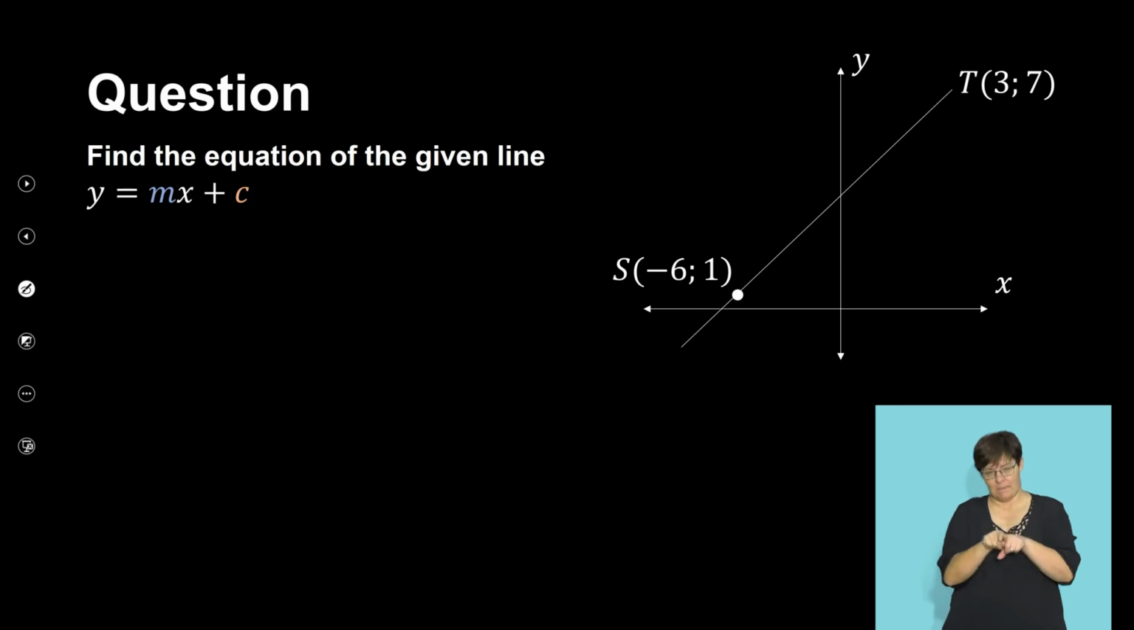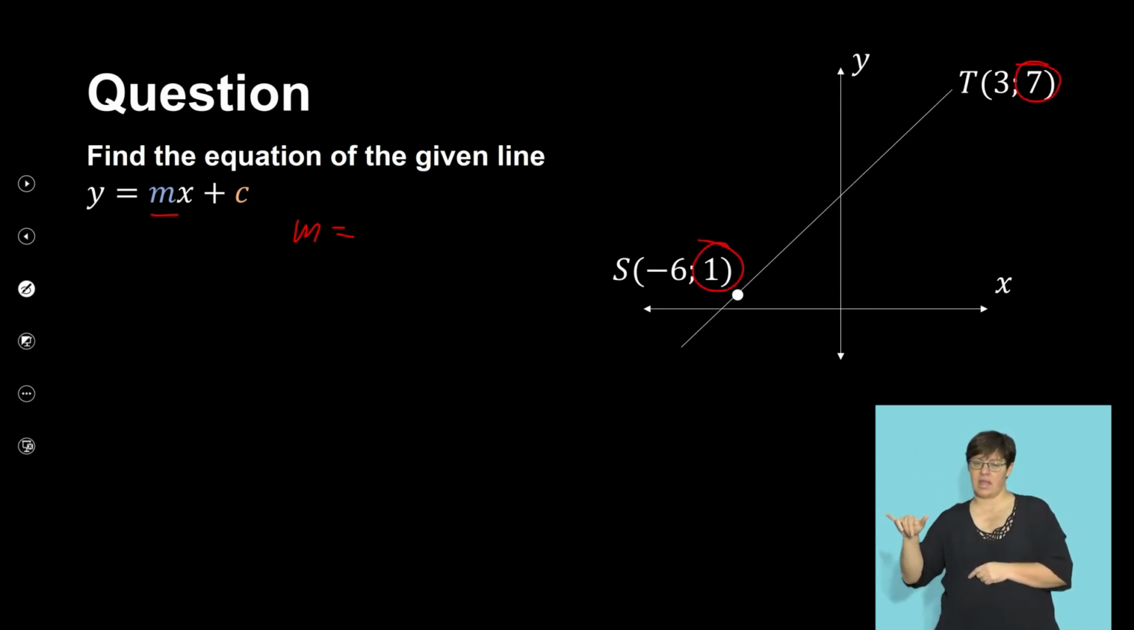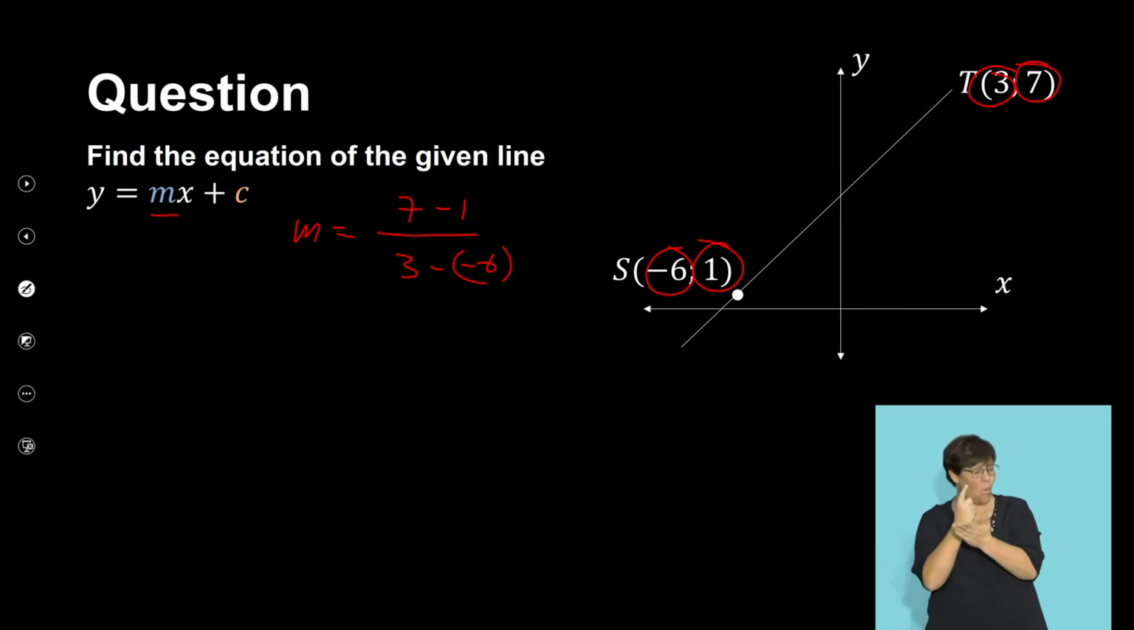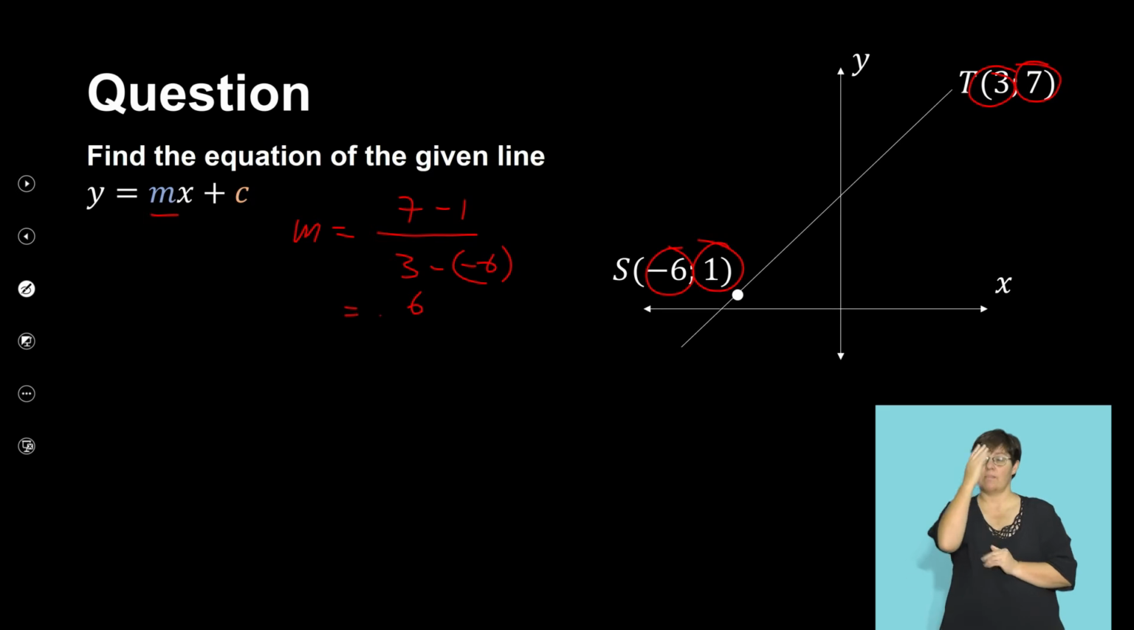Now, here, I can go calculate m. How am I going to calculate m? Well, I'm going to use my gradient formula, and I'm going to go y minus y. So I'm going to go 7 minus 1, and I'm going to go x minus x. I'm going to go 3 minus minus 6. Again, when I subtract something that's negative, I do that in brackets. And what I end up with at the top is 6. At the bottom, 3 minus becomes positive, so it's going to be 3 plus 6, which is 9. And so I know that my gradient is 2 over 3. And so I've gone and found the first part of my equation.